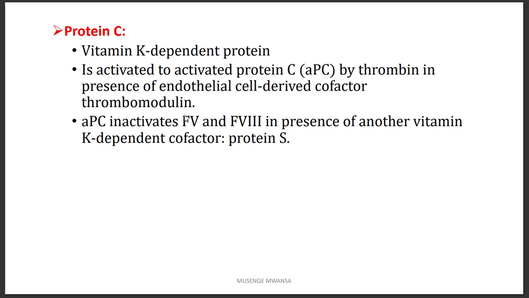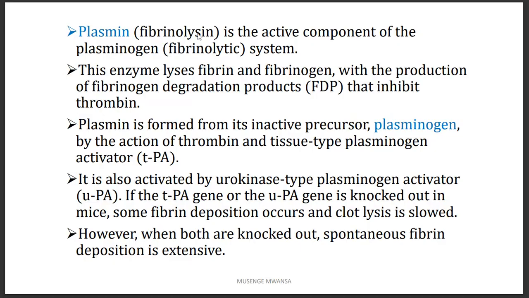So what are we saying? Factor 5 and factor 8 are going to be inhibited. We already mentioned this, all right. Now we have got the plasmin, which is also called fibrinolysin. This is the active component of what we call plasminogen, which is the fibrinolytic system. So what is going to happen here? The plasminogen is inactive. When it is activated, we are now going to have the plasmin.